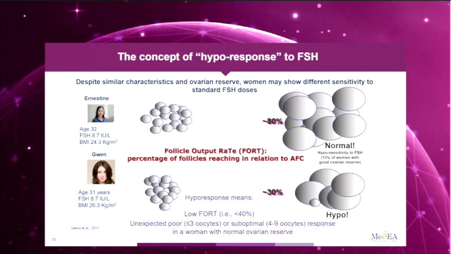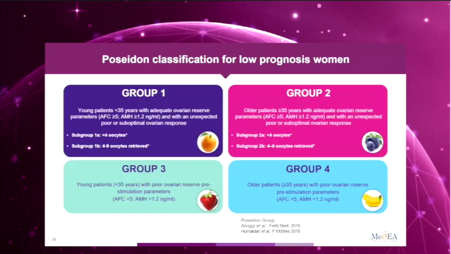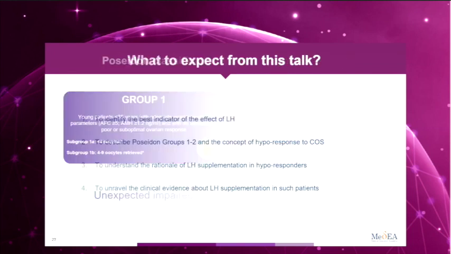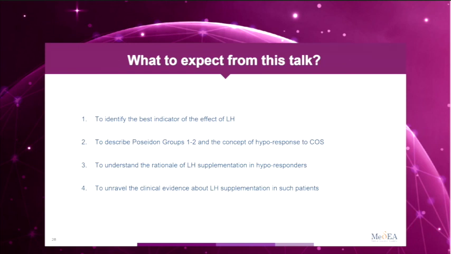Because if it is consistent with the potential of the patient, I don't have to change anything in the eventual second stimulation. But if the ovarian response is below the potential of the patient, I have to change something in my second stimulation. And this is the case of group 1 and 2, meaning a patient with a good ovarian reserve that following stimulation had fewer follicles growing, fewer oocytes than expected. And so why should we consider the possibility of using LH in a second stimulation?